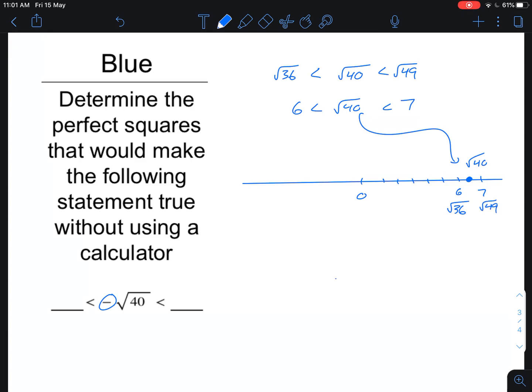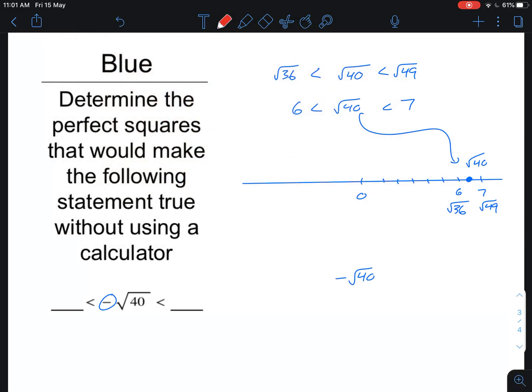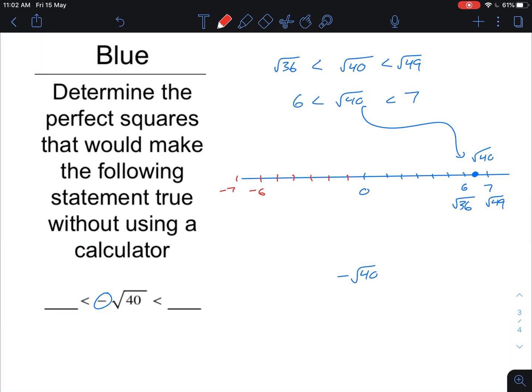But now, once I put the negative square root of 40 in there, basically what that does is it takes all of these numbers and it flips it. So let's label this with red. So -1, -2, -3, -4, -5. Here's -6. Here's -7. So if I was going to do negative square root of 40, I've got that written down there already. Well, negative square root of 40 is going to be somewhere in here. So that's going to be negative square root of 40.